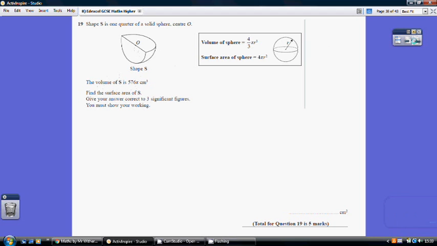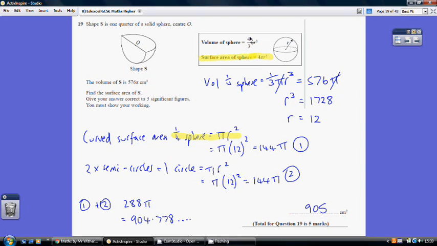So the volume of a whole sphere is 4/3 pi r cubed. So obviously the volume of a quarter of a solid sphere must be a quarter of this, which is 1/3 pi r cubed. And I'm told that this volume equals 576 pi. So immediately I can cancel my pi's. Then if I multiply both sides by 3, I get r cubed equaling 1728. Cube root this, I get r equaling 12. So the radius of this shape is 12.